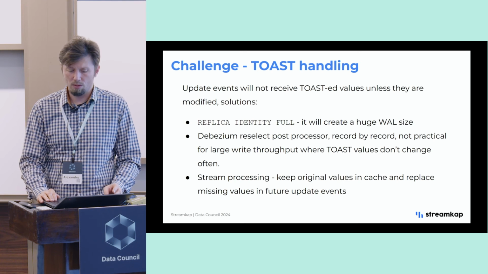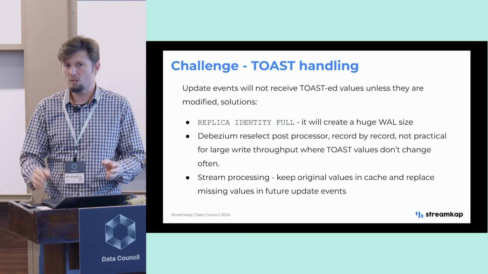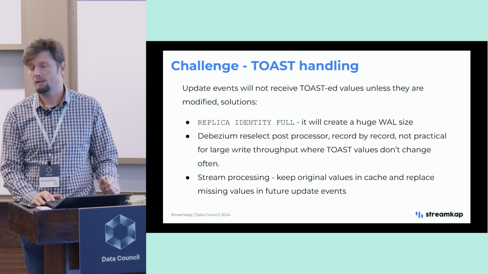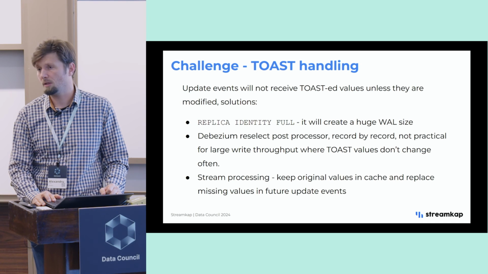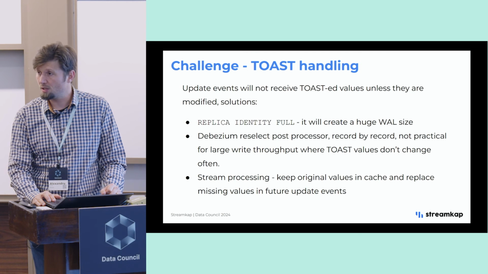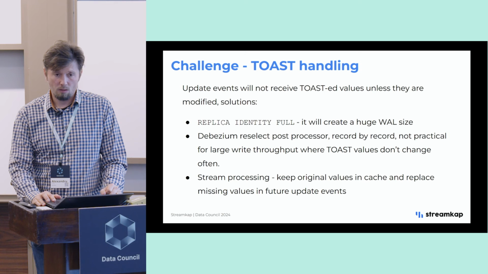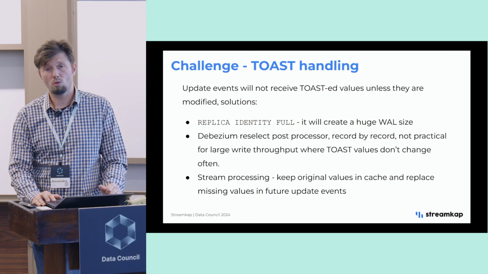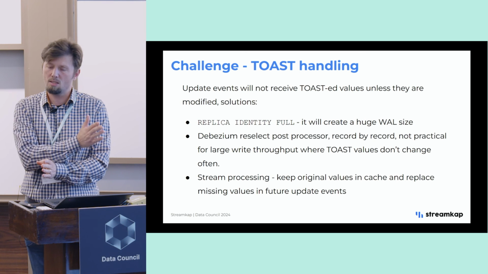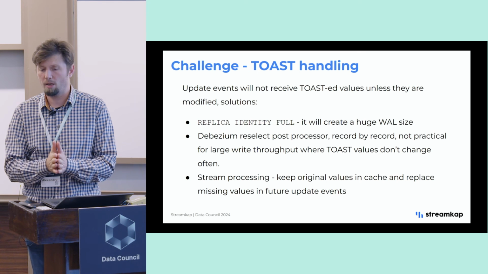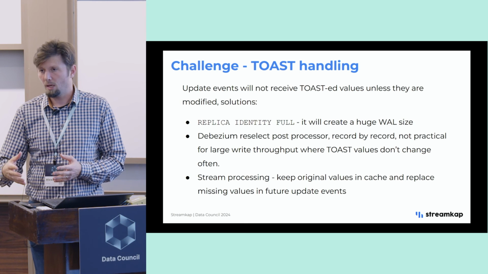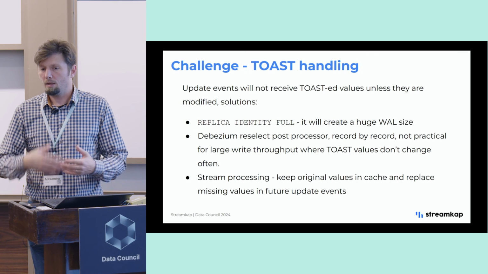So there are solutions. You can configure the replication slot to send these values anyway, but it will create a very large WAL size, and none of the customers wanted this solution in practice, because it creates a lot of operational challenges for them. Debezium itself is able to solve this problem, but it uses selects. When it finds a missing value, it does a select on the database, but it does so record by record. And if there are a lot of missing values for a high throughput table that gets a lot of updates, it creates a bottleneck.